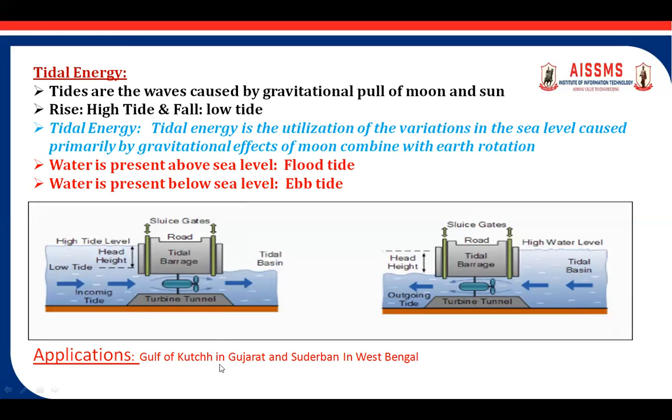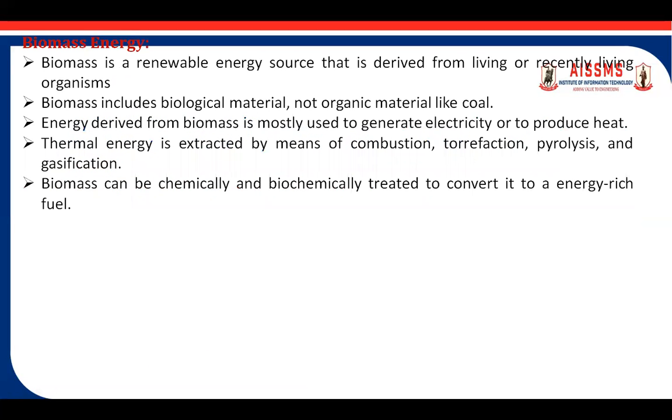Application: Gulf of Kutch in Gujarat and the Sundarbans in West Bengal. These are the places where tidal energy is generally available, where tidal energy is generated and can be transformed into the production of electricity. Then biomass energy.